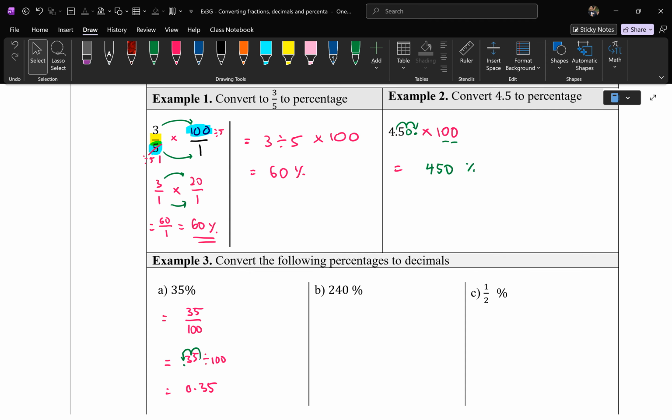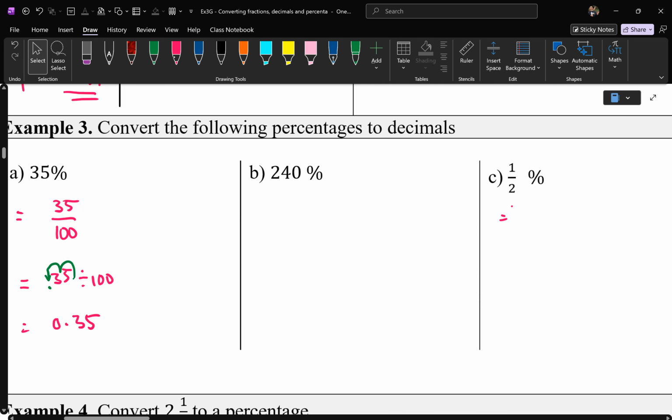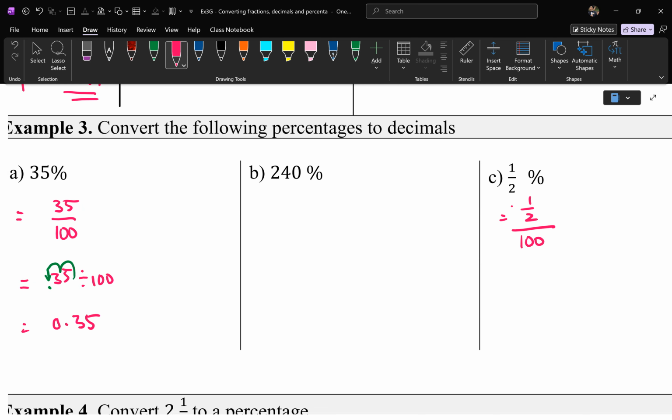Because if you think about that, it means 0.5 for every 100. 0.5 is less than 1. How does that end up being 50 for every 100? Doesn't make sense. So this one here, if we really read it, means half for every 100. Literally. That's what it means. So if 35% means 35 for every 100, then this one means half for every 100. This one means 240 for every 100.